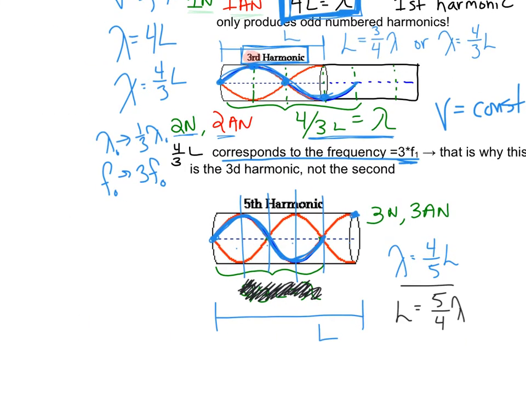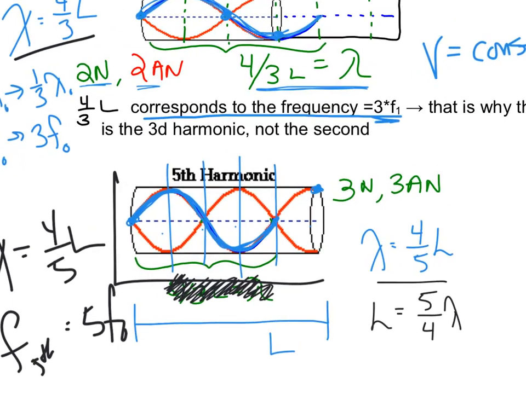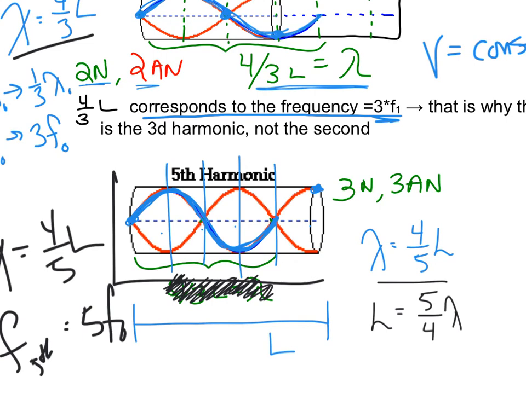So what was our pattern again? Well, we started with a wavelength of 4L. Our next wavelength was 4/3 L. And then this wavelength for our 5th harmonic is 4/5 L. So I've now divided by 5, which means if I think about my frequency here for this 5th harmonic, that's equal to 5 times my fundamental frequency. This standing wave is our 5th harmonic. Only odd harmonics are going to show up in our closed-ended tube.